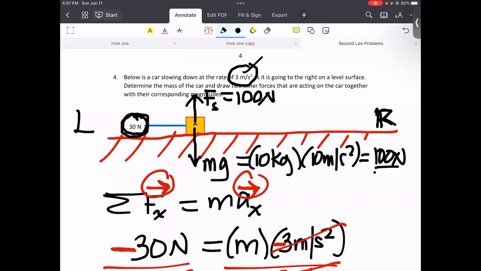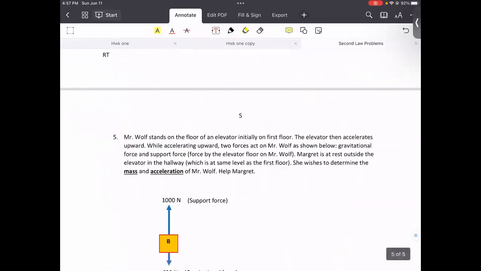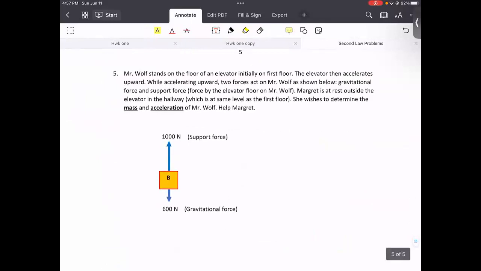So if I know this is 100 newtons, this has also the same magnitude, 100 newtons. So that completes the problem. All right, so this is the last problem here we need to solve.